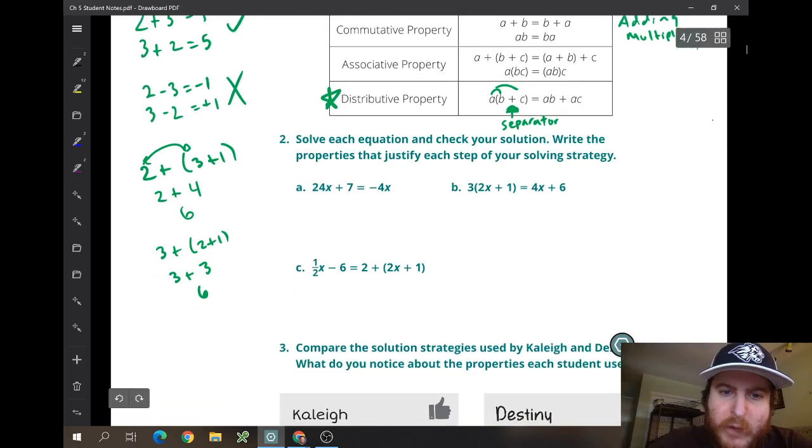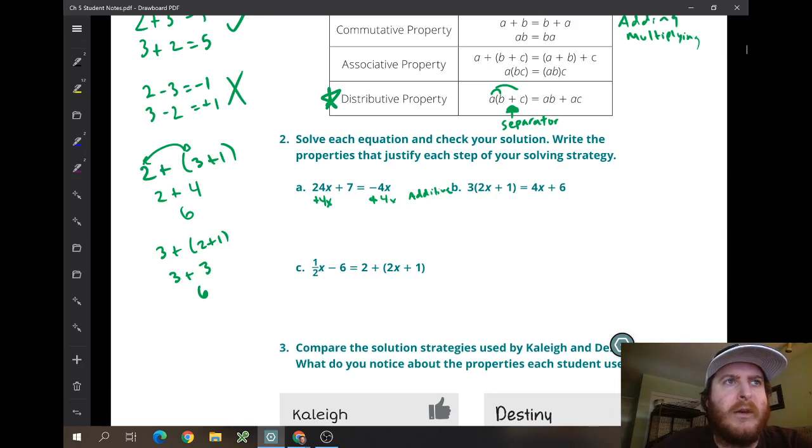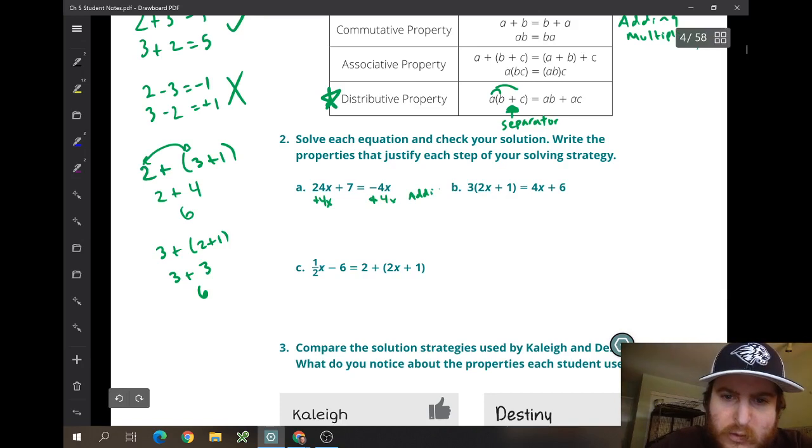So in number 2, we're going to now write the properties that we use each time. This one's a little bit trickier, so I'm going to go one step at a time so we can write the properties. I'm going to do plus 4x and plus 4x. What property did we use? We used the additive property of equality. So we used our addition property of equality.